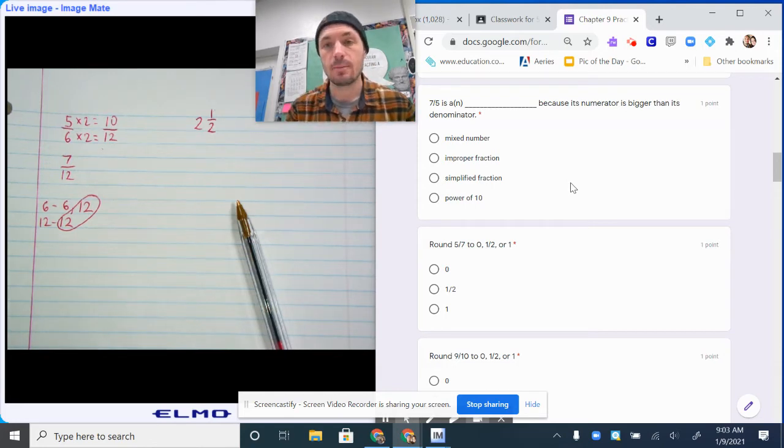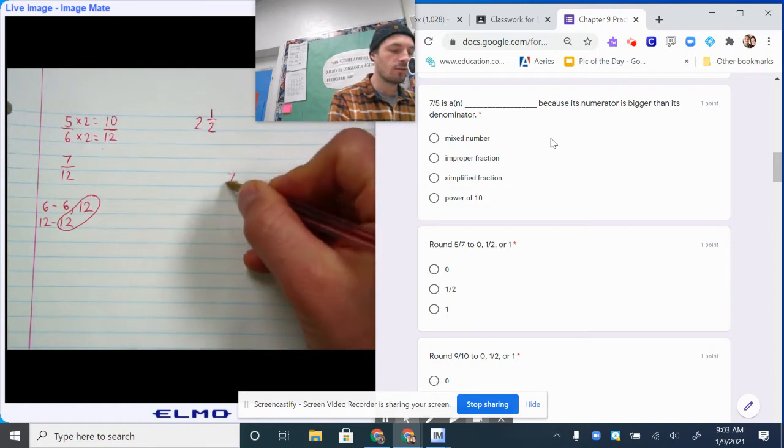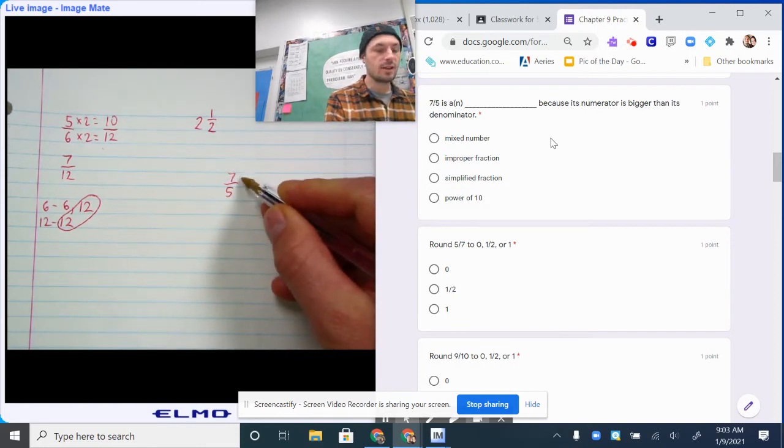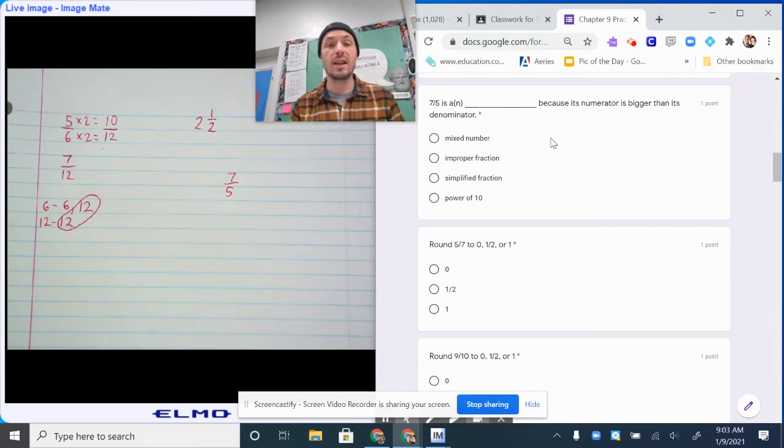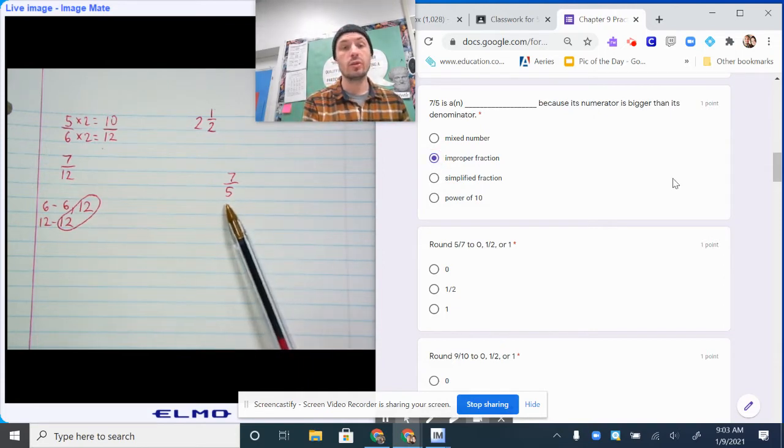7/5 is a, or an, blank because its numerator is bigger than its denominator. What do you call that when a fraction has a numerator bigger than its denominator? See 7/5 here? 7 is bigger than 5. Its numerator is bigger than its denominator. Its head is too big. We call that an improper fraction. It's not proper. It's not properly written. This isn't the right way to show this value.